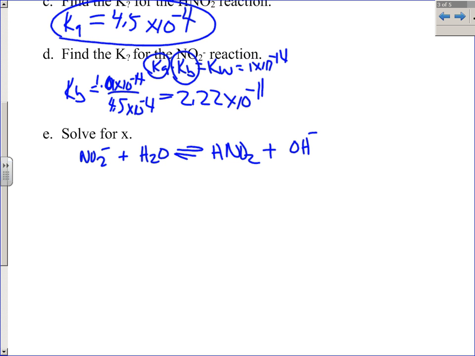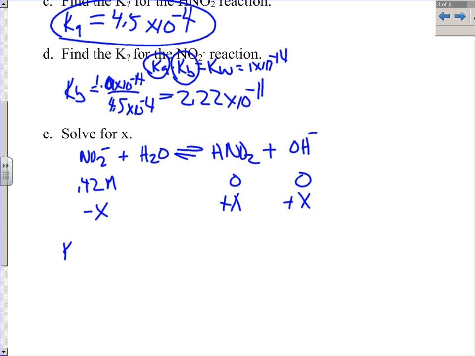Now, this was 0.42 molar. So that's what I'm starting with. Water's a liquid, so we ignore that. And that's going to ionize into these two things, but at the beginning, initially, I have nothing there. This is going to go down by x. By the stoichiometry, these are both going to go up by x.